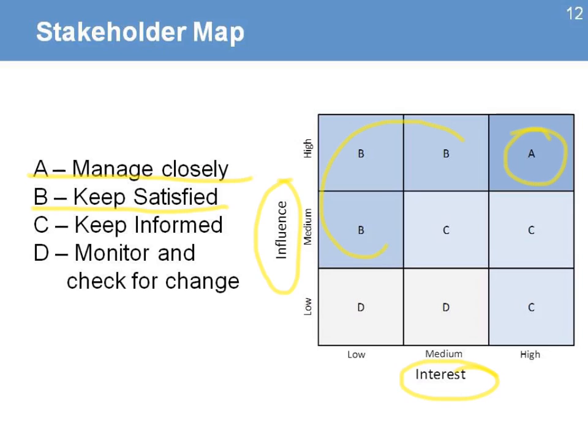This is the group B. Notice that they are people with lower interest. They might have high levels of influence in the project, but their interest is not that high. And the idea is that you need to build their interest. You need to be able to move their interest and make them more aware about the benefits of the project.